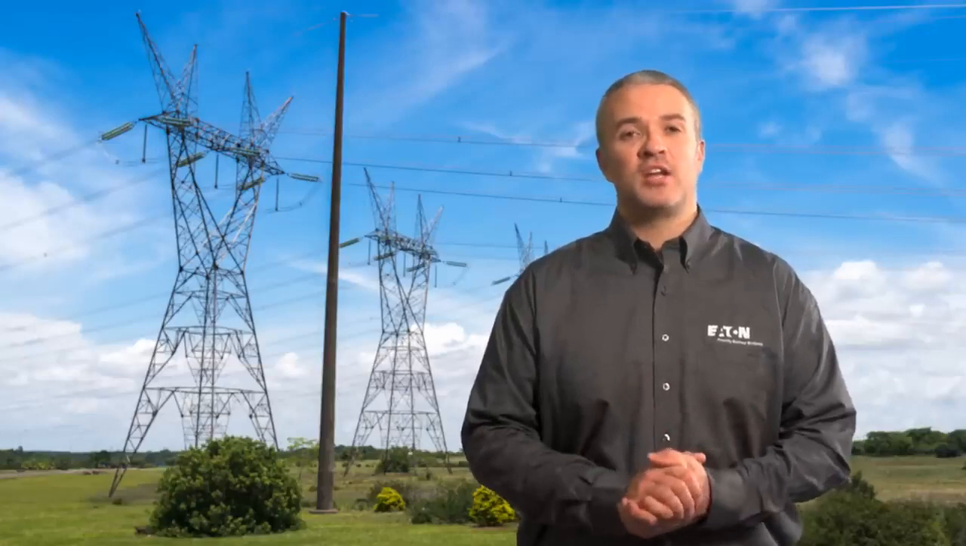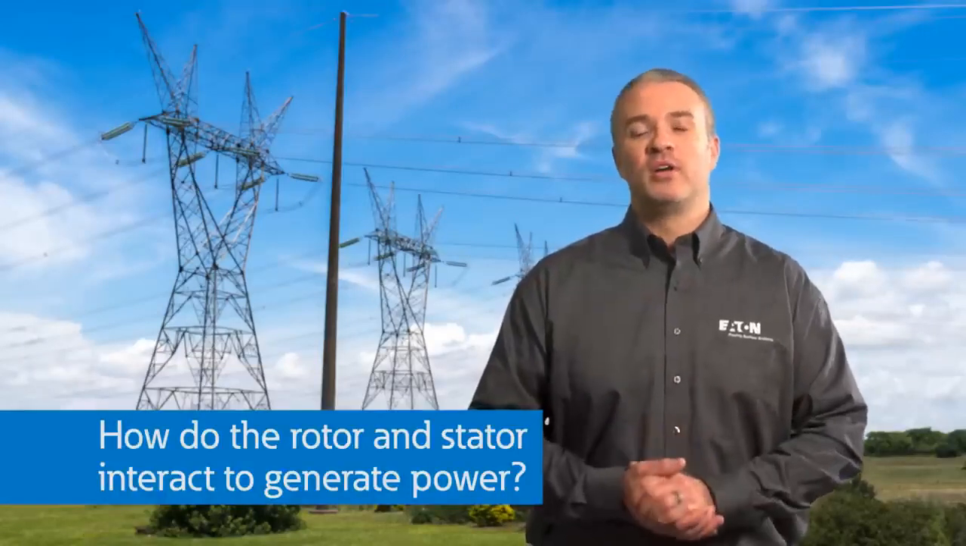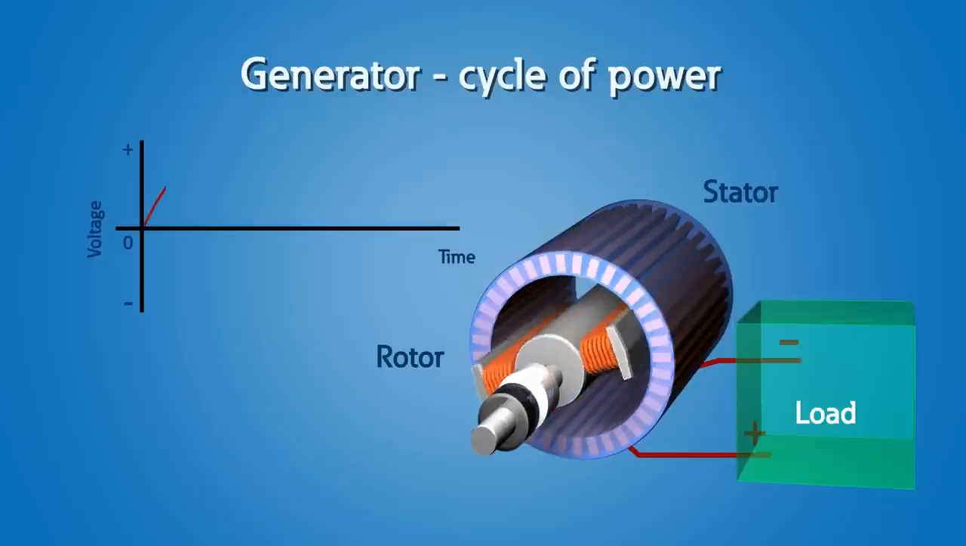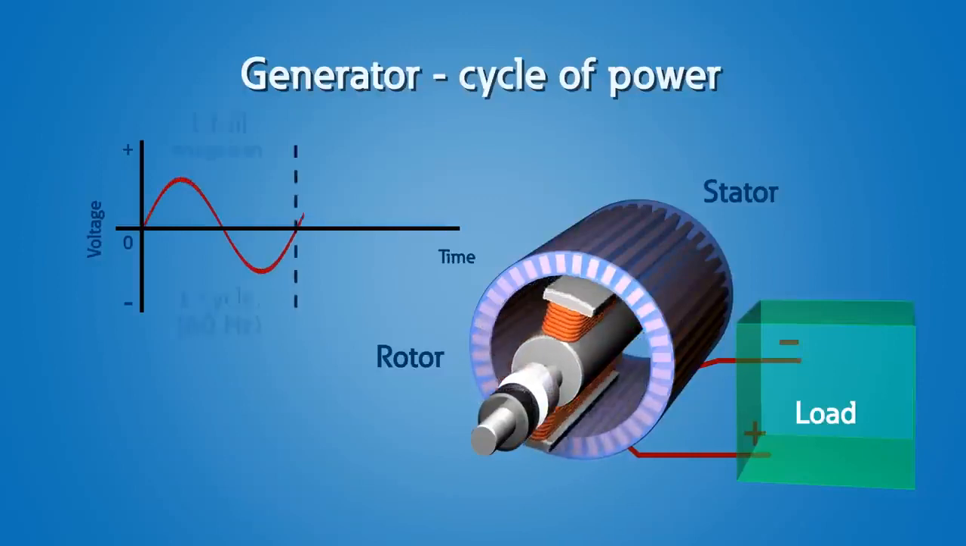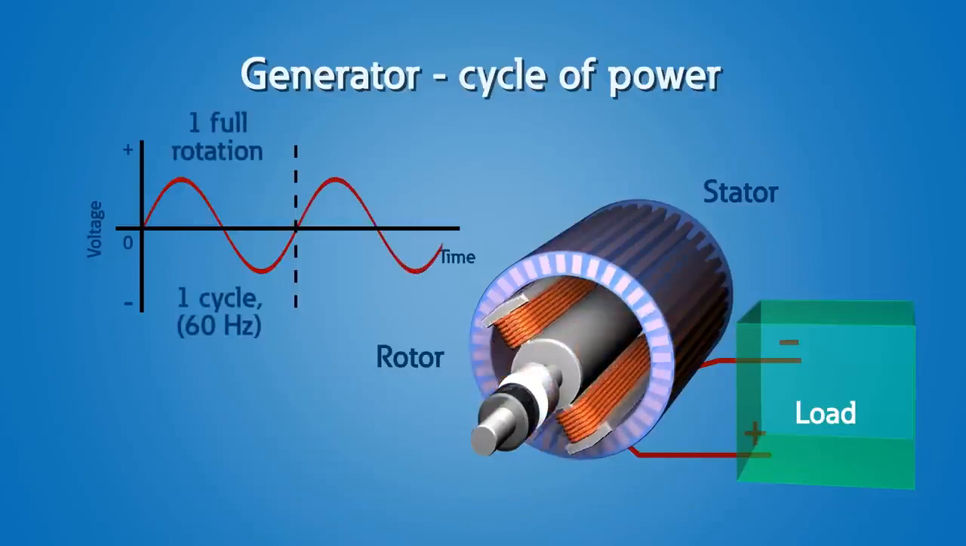Let's get a better understanding of the basics of how the rotor and stator interact to generate power. First of all, we need to understand that the rotor spins inside the stator, and one full rotation is equal to a complete cycle of power. In North America, this would equate to one 60 Hertz cycle.